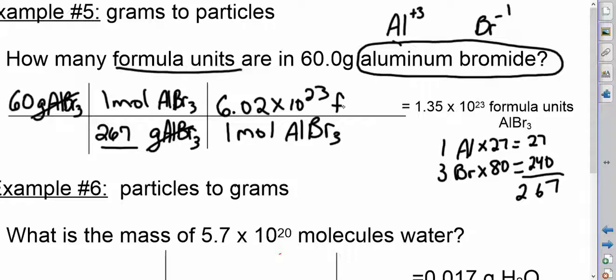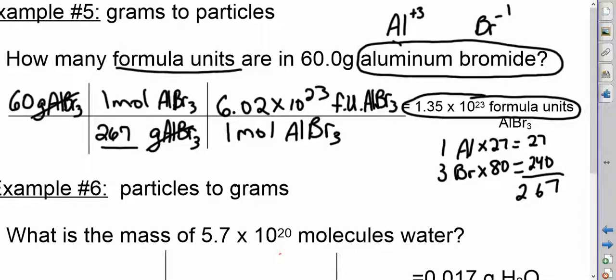Now I just have to do the math. 60 times 1 times 6.02 times 10 to the 23rd divided by 267. Try that and see if you do not get 1.3 times 10 to the 23rd. 1.35 times 10 to the 23rd formula units. Remember to cancel everything. When you're finished with one of these problems, every single unit should cancel except the unit that you're asked for in the problem.